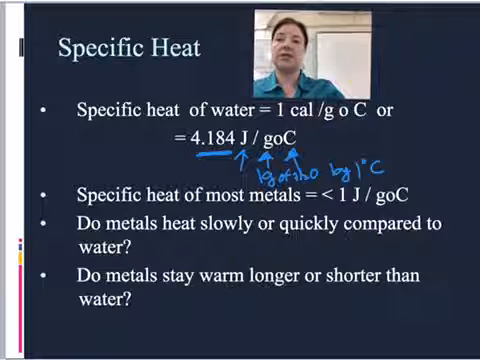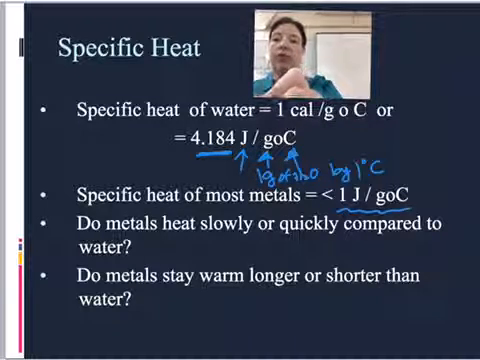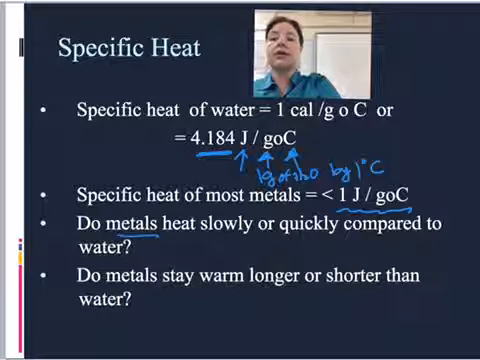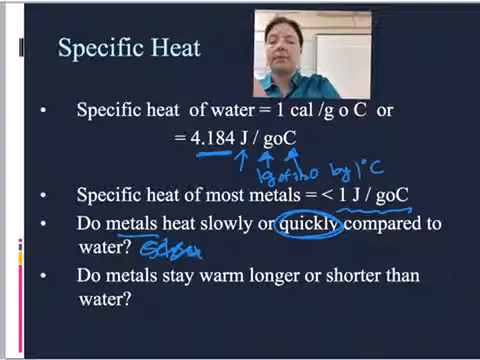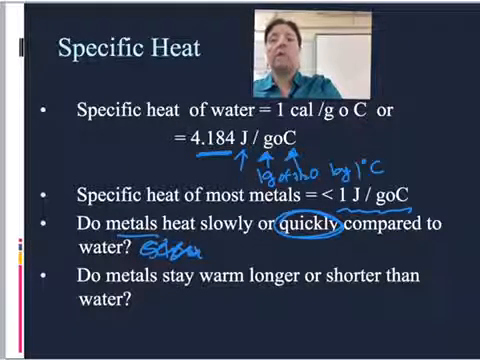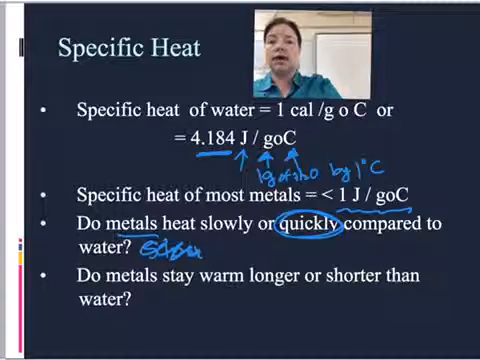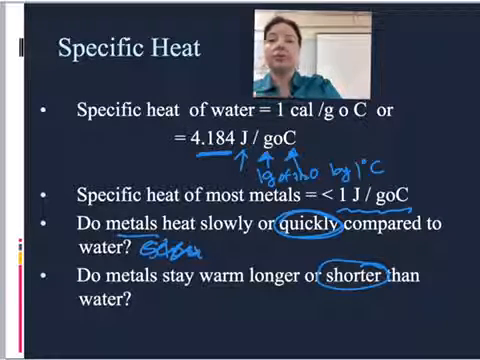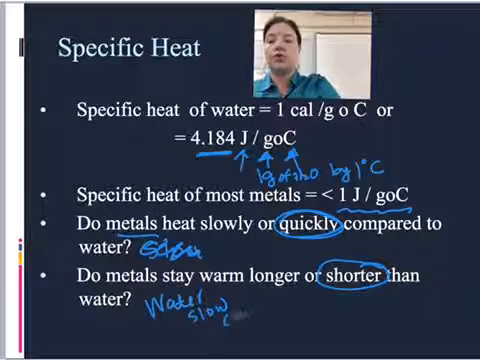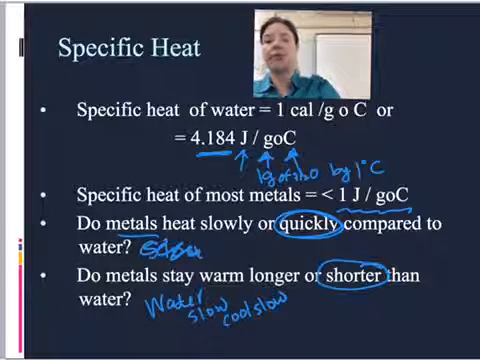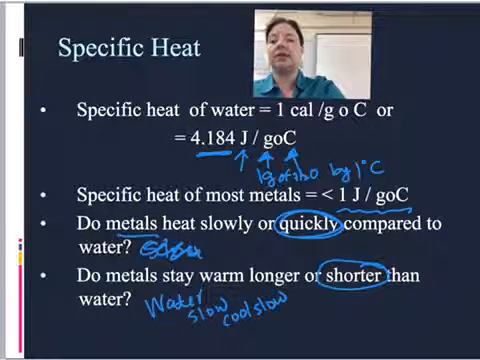Most metals have a specific heat that's less than 1. So you can see that metals are going to heat very quickly, because it doesn't take as much energy. Metals are going to cool off very quickly, so they're going to stay warm for a shorter period of time. Water is going to be the opposite of that. It's got a high specific heat. Water is going to heat slow and cool slow. And we're going to practice that understanding of specific heat a lot.